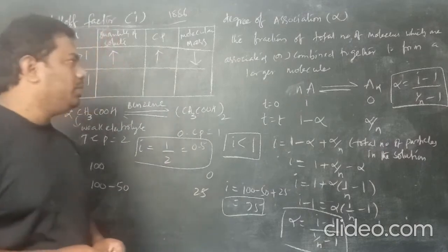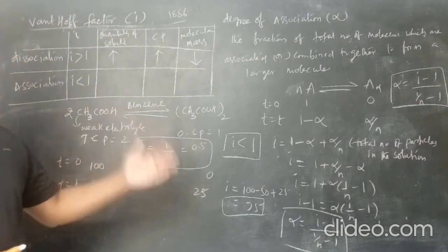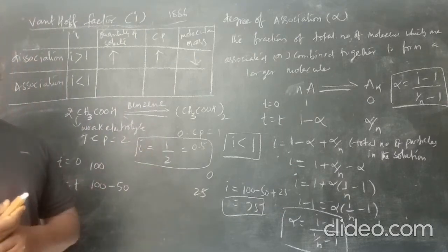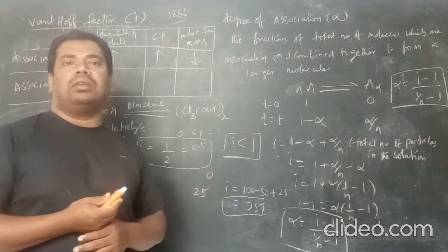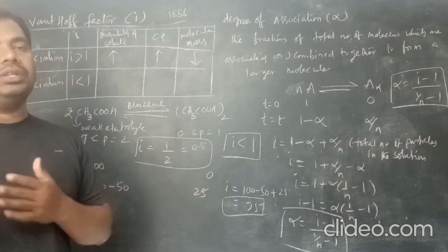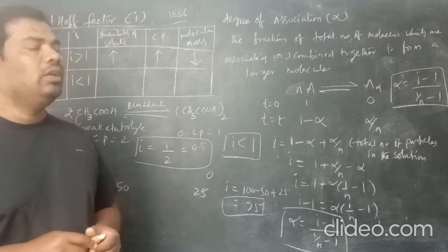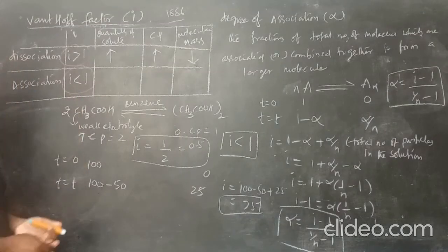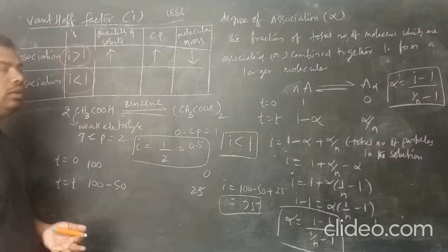Okay, clear, students? So these two concepts are very important. When the electrolyte is going to dissociate in the solution, that is alpha is equal to i minus 1 by n minus 1. When the non-volatile solute is going to associate in the solution, that is the formula alpha is equal to i minus 1 by 1 by n minus 1. So in the case of dissociation, i value is greater than 1.